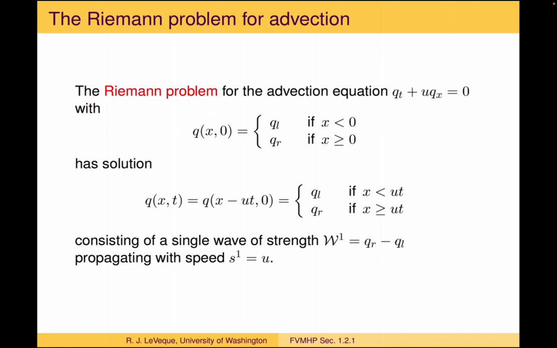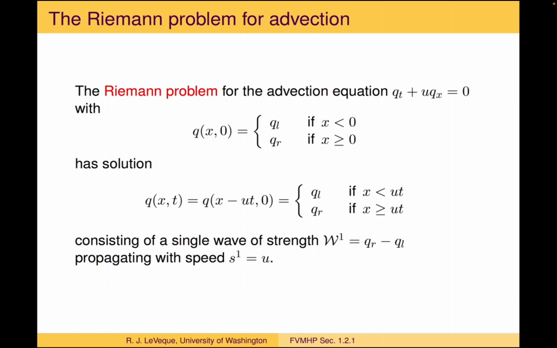But if we look at the simplest possible case, the linear constant coefficient scalar advection equation, then if we have discontinuous initial data, q of x0 is just this jump discontinuity, then as with any initial data for the advection equation, the solution simply shifts at constant speed u. So the solution at time t is q of x minus ut. And so you still have the same jump discontinuity, but it's propagating at speed u.